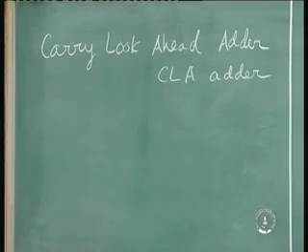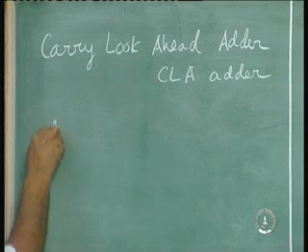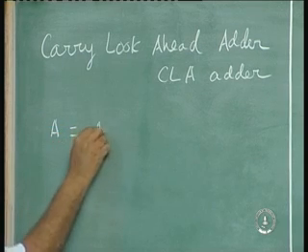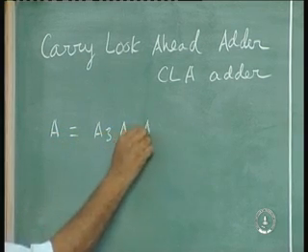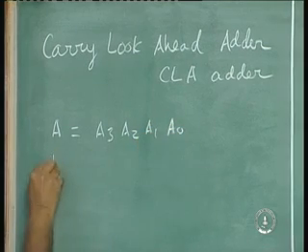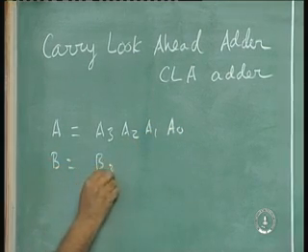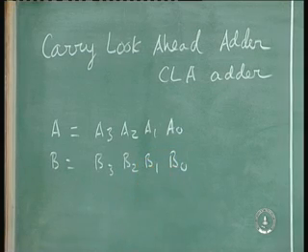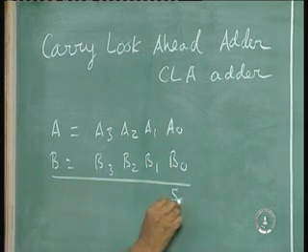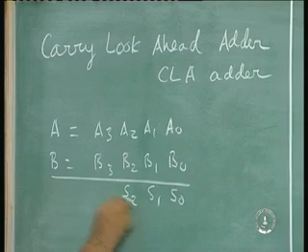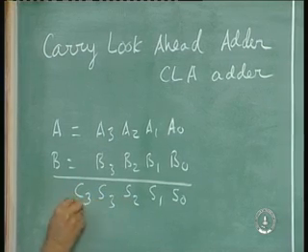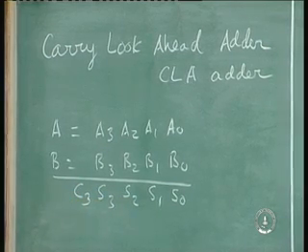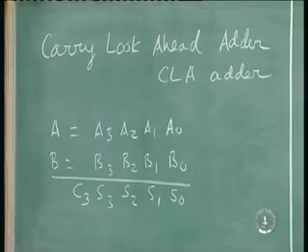I will give you a simple example now. Let us use the 4-bit adder again, with A: A3, A2, A1, A0, and B: B3, B2, B1, B0. These are the two numbers you want to add to get the sum S0, S1, S2, S3, and C3 would be the fifth bit that we need. When you add two 4-bit numbers, you need a fifth bit. That fifth bit comes from this C3.